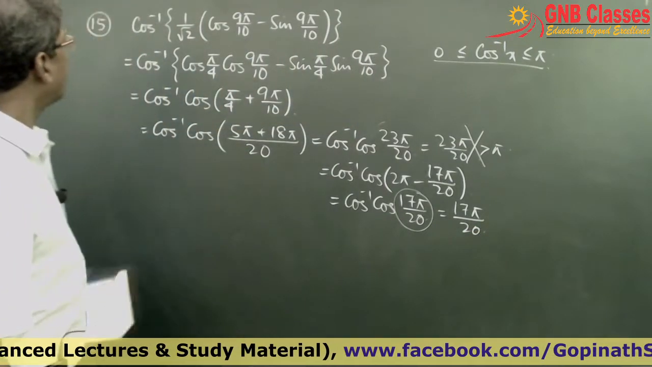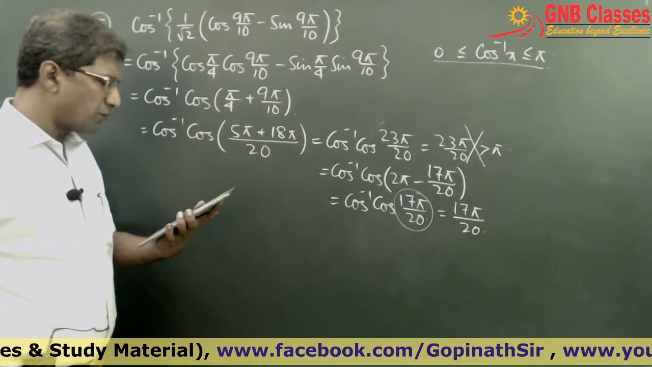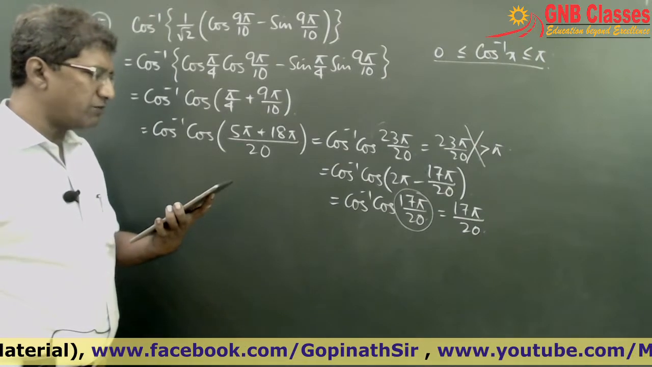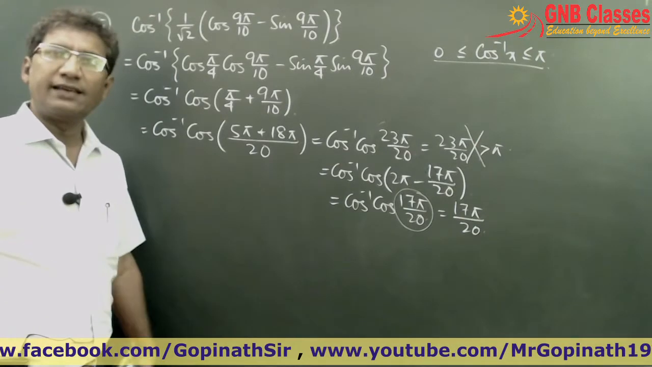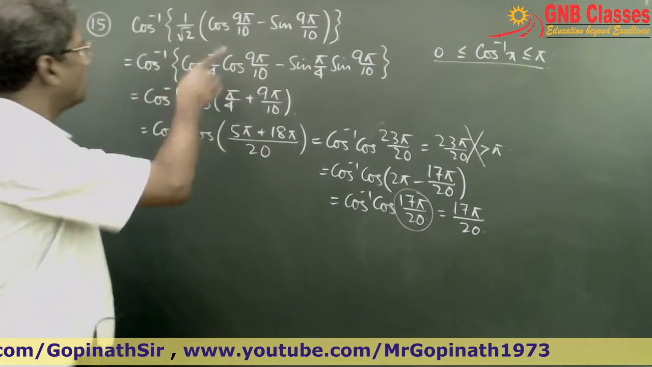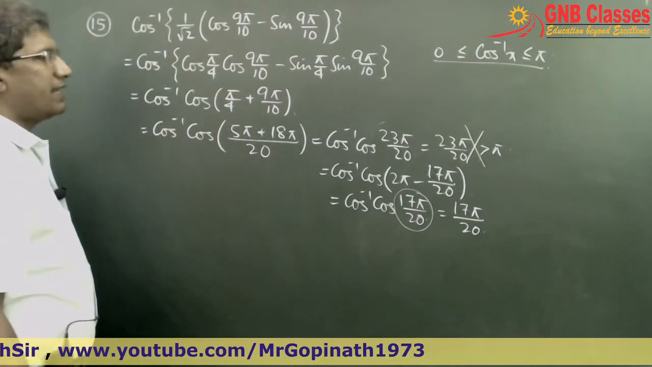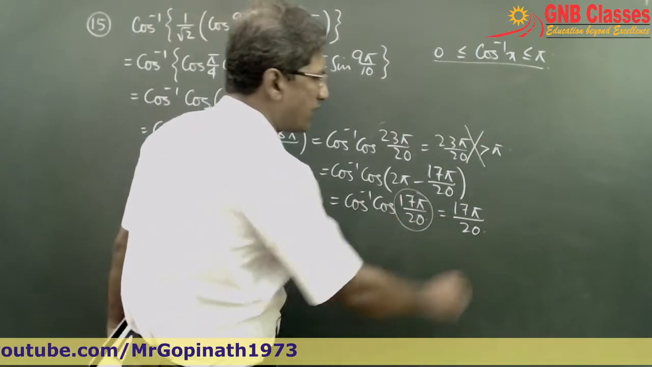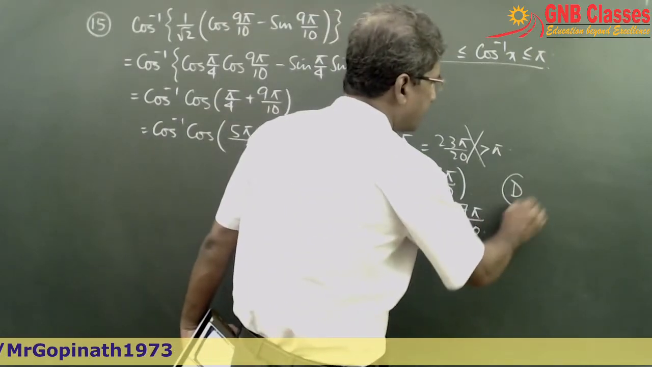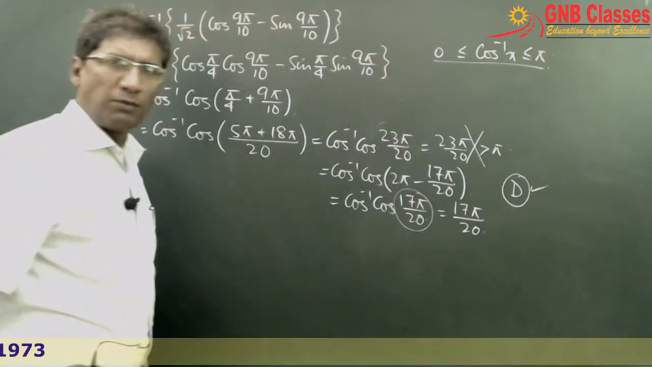Is it clear? Therefore the right option for question number 15 will be nothing but your option D. Is it clear to all of you? So the answer of this question is your 17 pi by 20, which is nothing but your option D. Have you understood this problem clearly?